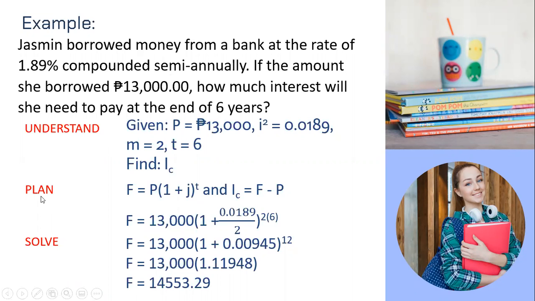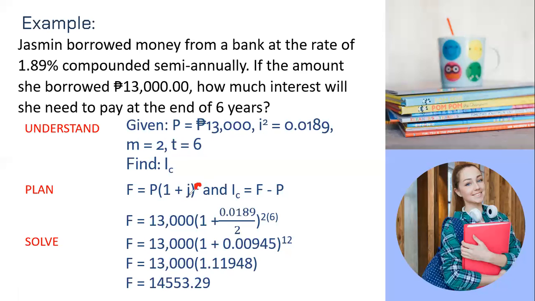Okay, let's plan. Before finding I sub C, in our formula I sub C is F minus P, and we don't have the value of the future value yet. So we will still use the future value formula, which is this one. Before doing that, I did not compute the j yet but substituted i sub m over m, and then the exponent mt. Sorry for this, it should be n, not t. You might get confused, it should be n, not t.